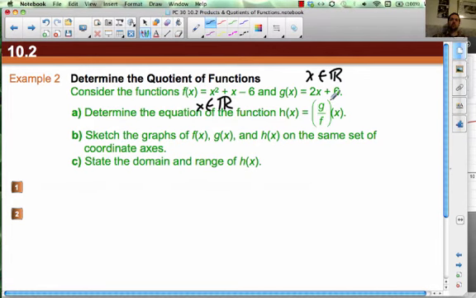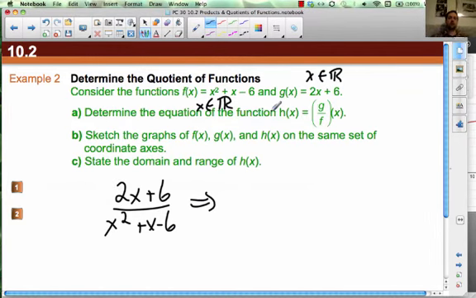So we'll see what happens when we look at the domain of our final function here. So we're doing g over f. So here we go, we start with g, 2x plus 6. We're going to divide that by x squared plus x minus 6. Now, let's do some factoring. We have worked with rational equations in the past and rational functions, so we know how to deal with these things. This can be factored as 2 times (x plus 3).